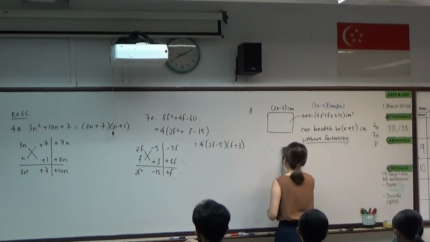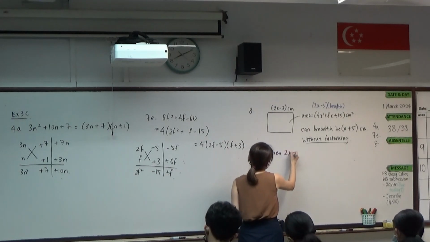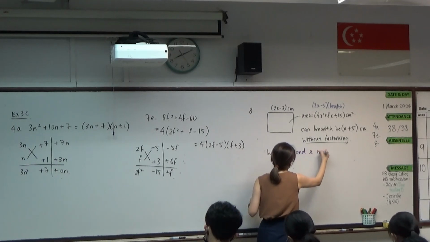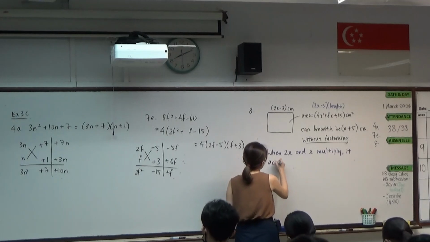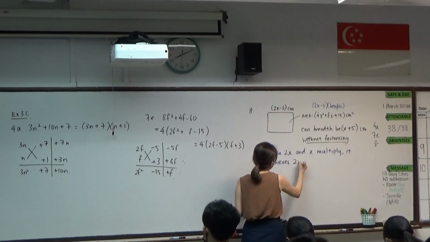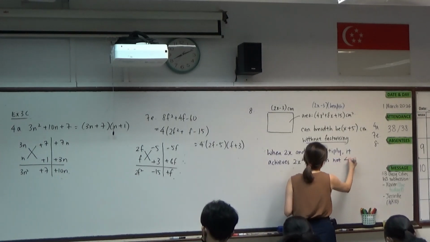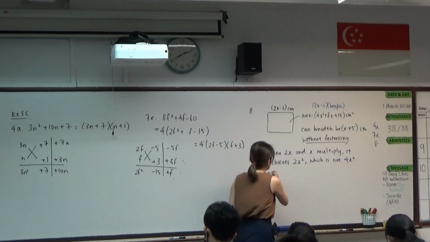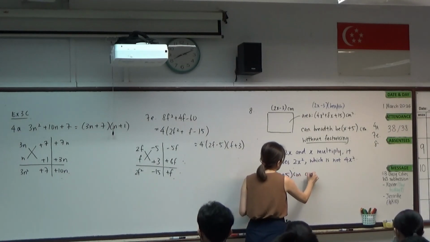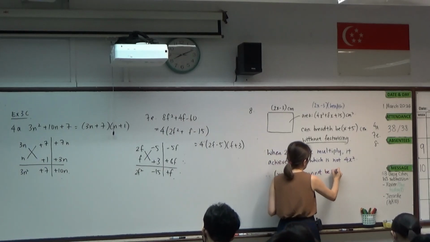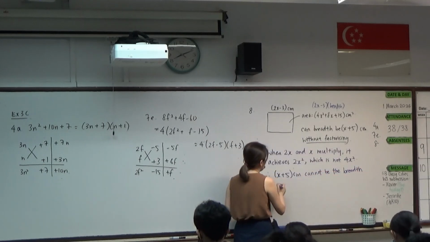So what we can just say is that when 2x and x multiply, it achieves 2x squared, which is not 4x squared. Therefore, x plus 5 cm cannot be the graph of the rectangle.